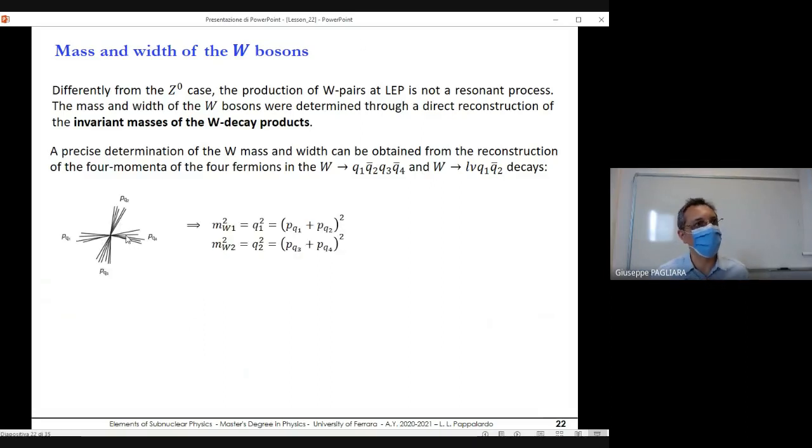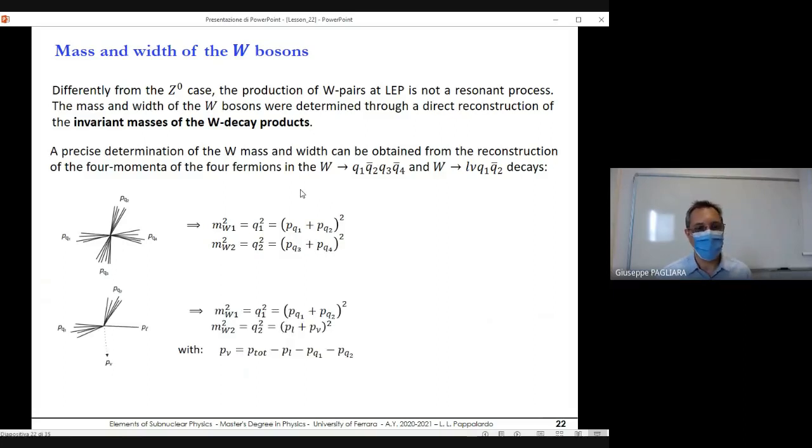So let's consider, first of all, both Ws decaying into quarks. So we observe four hadron jets in the detector. Then we reconstruct the mass of the first W as the invariant mass of two of these hadron jets, by reconstructing their four momenta, and the same for the second one. What about a semi-leptonic decay? In this case, one of the Ws decays into quark antiquark, so you get two hadron jets, and the other into lepton and neutrino. So what you observe is two jets, one lepton, and nothing else, because the neutrino isn't detected. Also in this case, you can reconstruct the final state invariant mass.